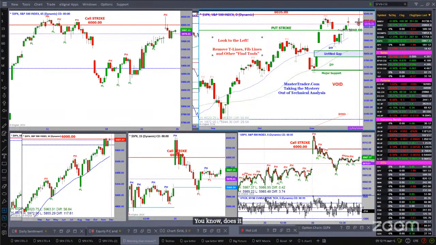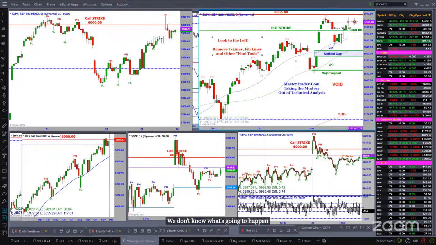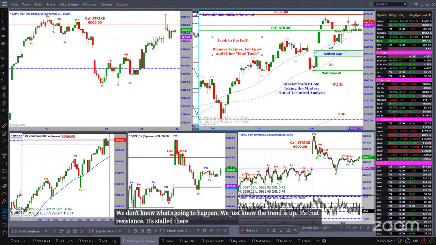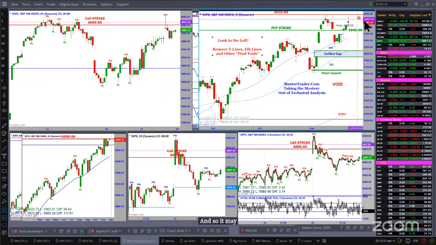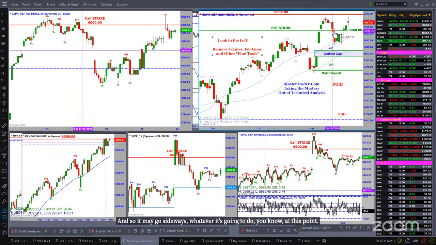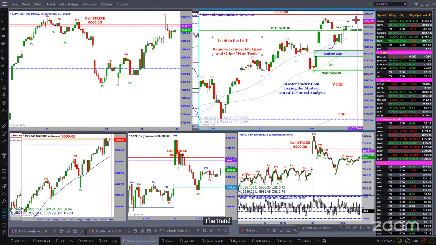Does it go down to the low of the day? Or maybe it takes it out. Who the hell knows? That's the reality. We don't know what's going to happen. We just know the trend is up. It's at resistance. It's stalled there. There hasn't been a break under a prior day's low. And so it may go sideways. It may, whatever it's going to do. At this point, from this time frame, the trend is up and there's nothing to do.